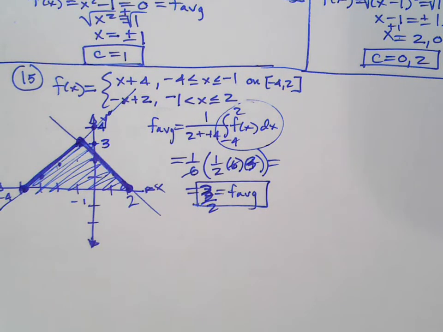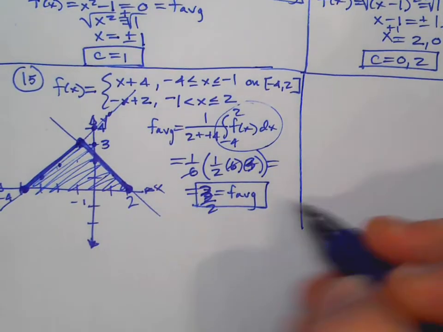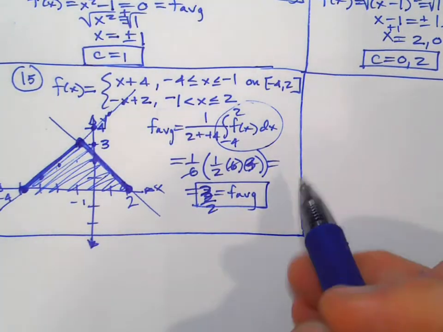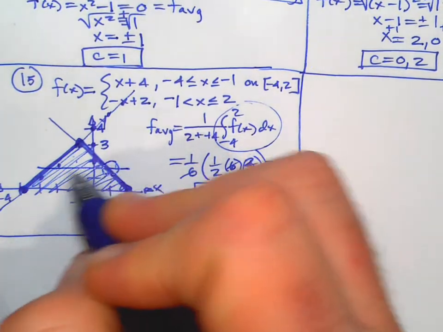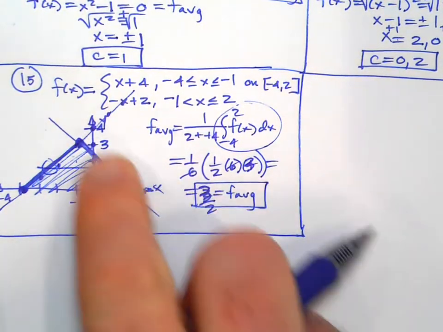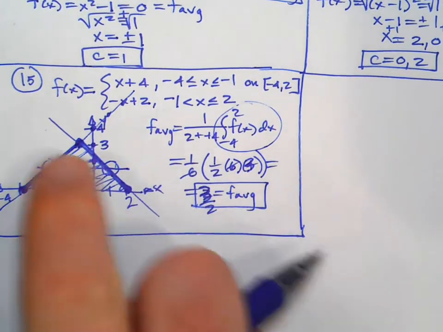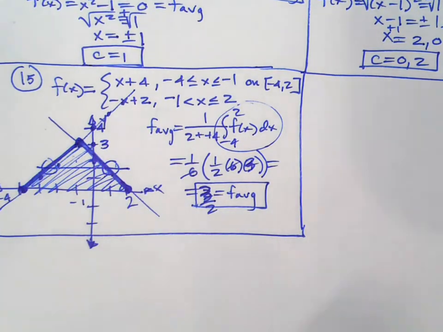They're not asking us to find the c value. So we are done. Now, if we were to find the c value, 3/2, by the way, is right here. We would get 2 of them, one here, one here. We'd have to set this equal to that function, solve for it, set this function equal to that function, solve for it to get the 2 different places. But there's clearly 2 in the picture.